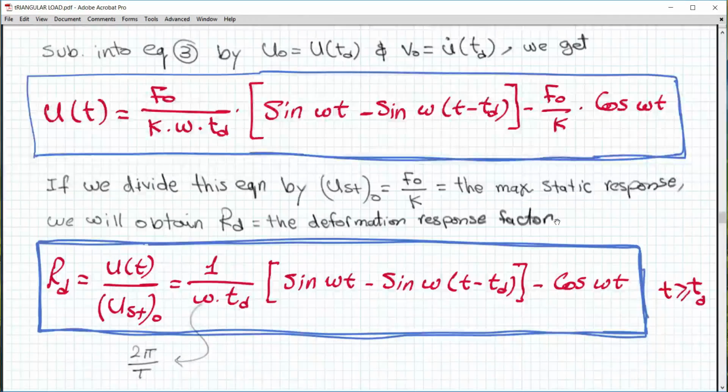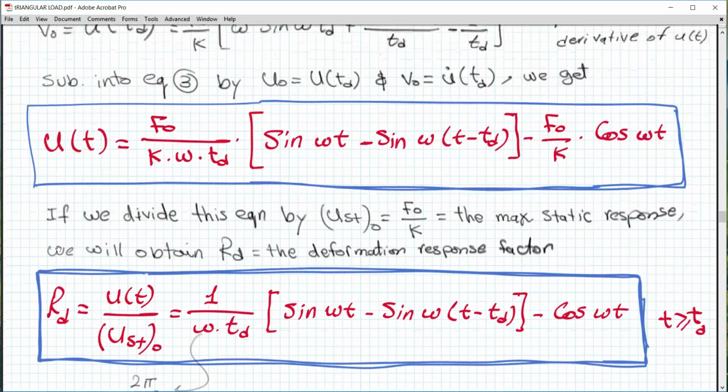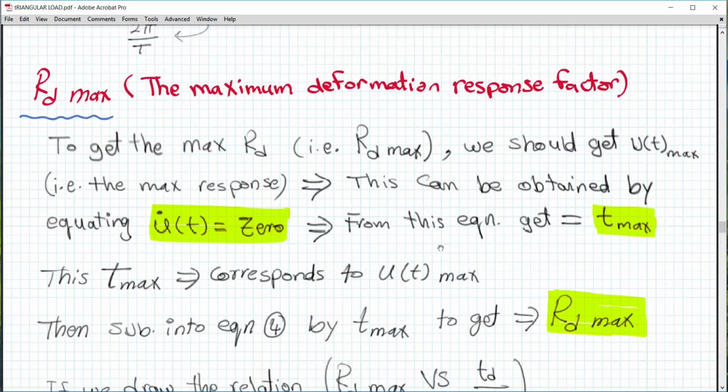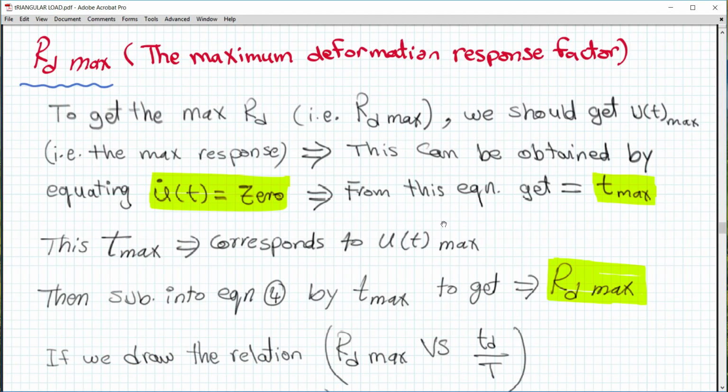Remember, this RD is at any time, because we have u of t here. It's the dynamic response at any time. Dynamic, I mean deformation response factor at any time. But we are not interested, as I said, in any time. We are interested in the maximum. What is the maximum? So we need to go and look at the maximum.